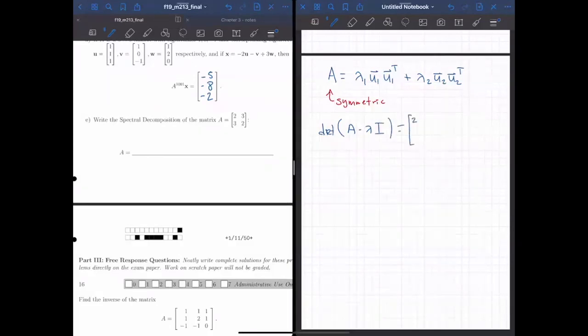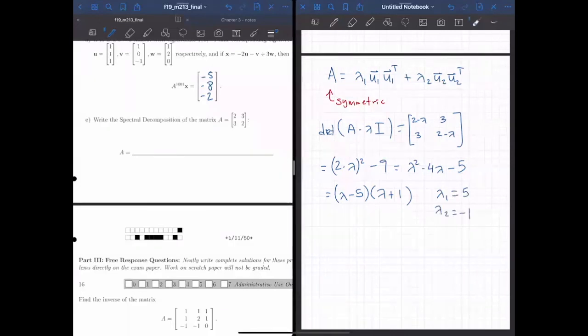And I guess we should check to make sure our matrix is symmetric, otherwise this won't work. Okay, so the determinant of this is going to be (2 - λ)² - 9, which is λ² - 4λ - 5, and I think this is going to factor nicely as (λ - 5)(λ + 1). So our eigenvalues are going to be λ1 = 5 and λ2 = -1.